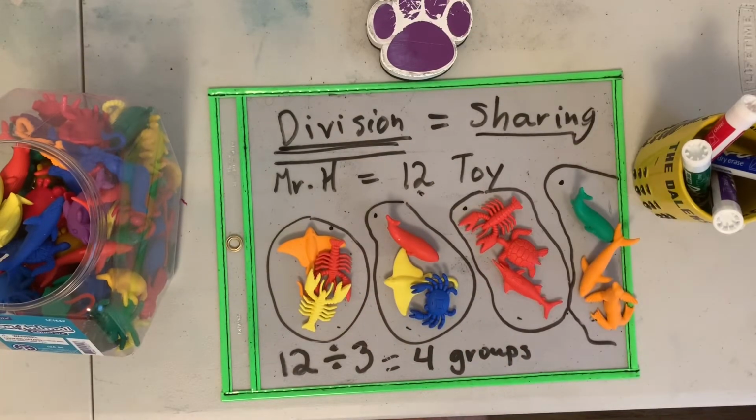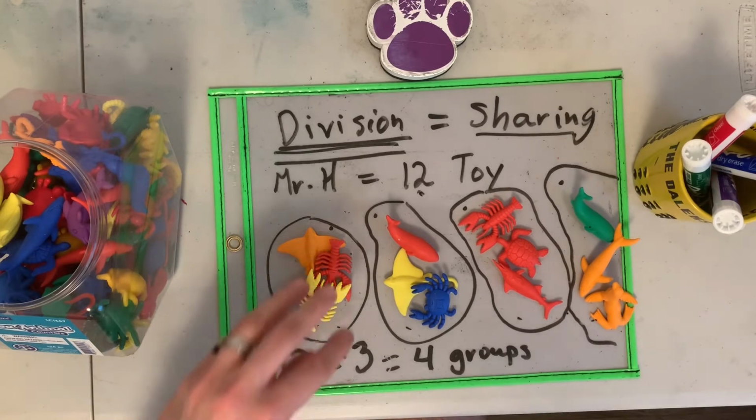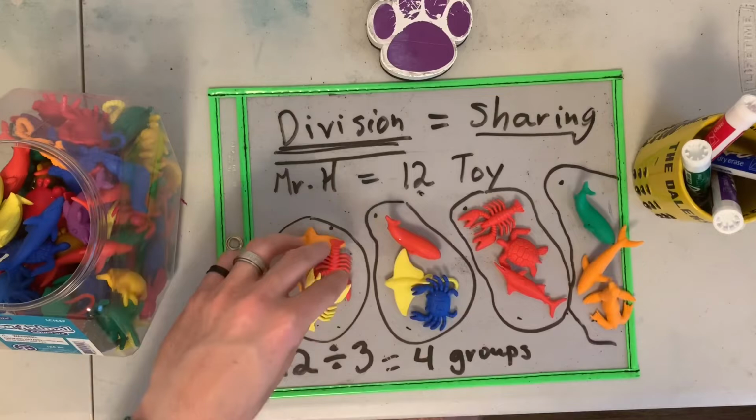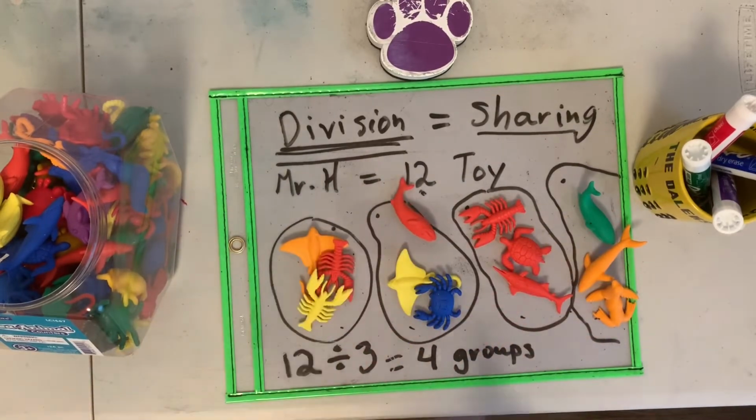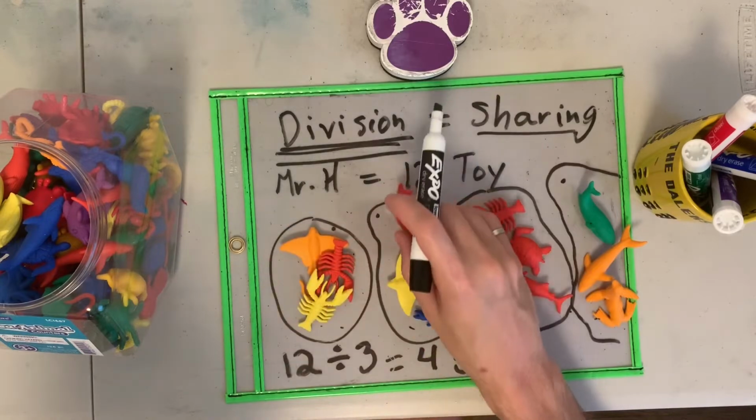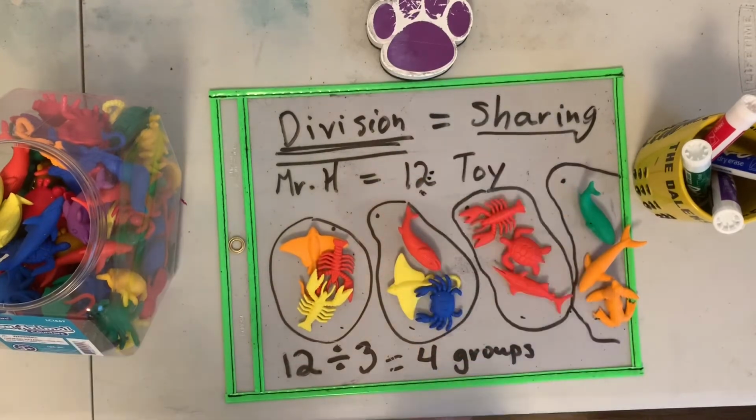Es como hacer un equipo. Es como cuando en el salón yo divido los grupos, divido las estaciones. Okay? That's the same thing. I divide into equal groups. Equal because all of them have 3 toys. And all of them together makes 12 toys.